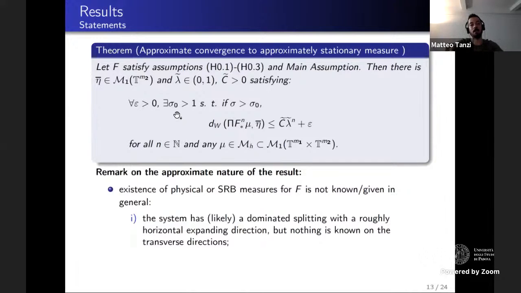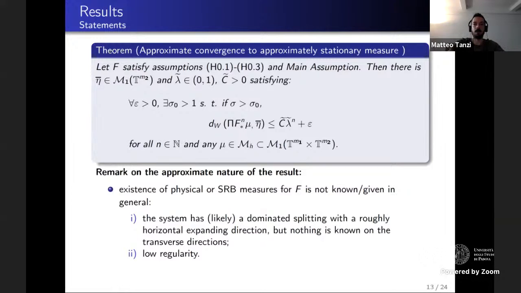And a large expansion in the base is likely to produce a positive Lyapunov exponent and a dominated splitting with an expanding direction, which is roughly aligned with the horizontal direction. The problem is that we don't have any information on what happens in the directions transverse to these expanding directions. Furthermore, there is low regularity in this transverse direction. Globally, F is only a Lipschitz function, or maybe we can probably push this to Hölder. So there's very little chance for the existence of a physical or SRB measure under this generality. And this is why we end up with this approximate result, epsilon.